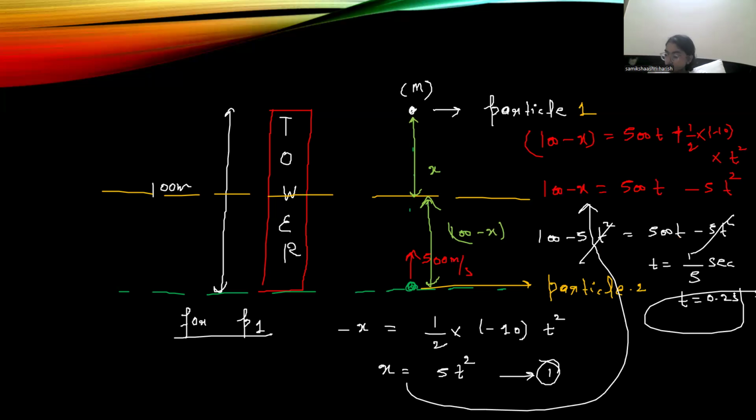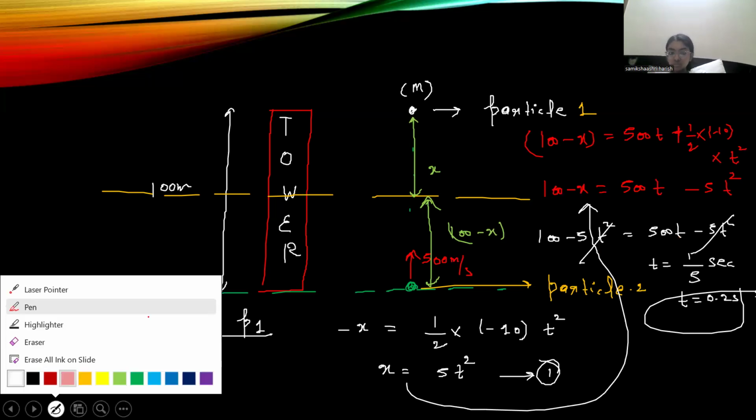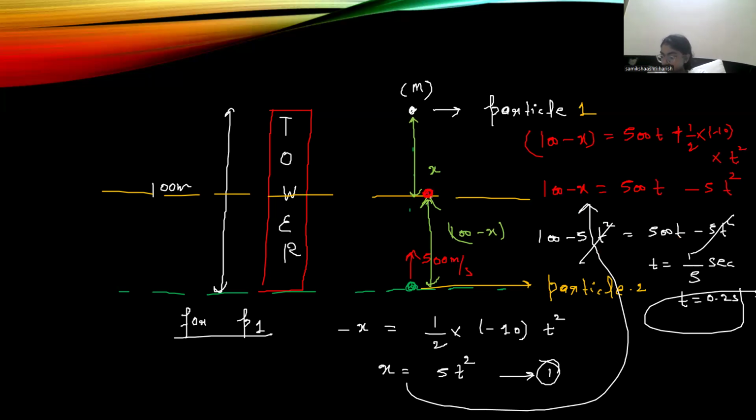Next, they are asking, if after collision both combine together, then find the maximum height attained by the combined particle. Understood? So at this position they are going to collide. Particle A, particle B, both are colliding here. Particle 1, particle 2, both collide. After collision they are moving with a common velocity. They will stick together and go with a common velocity in upward direction.